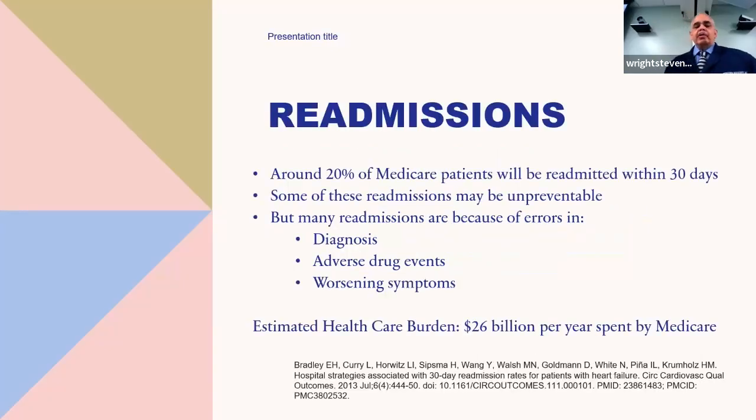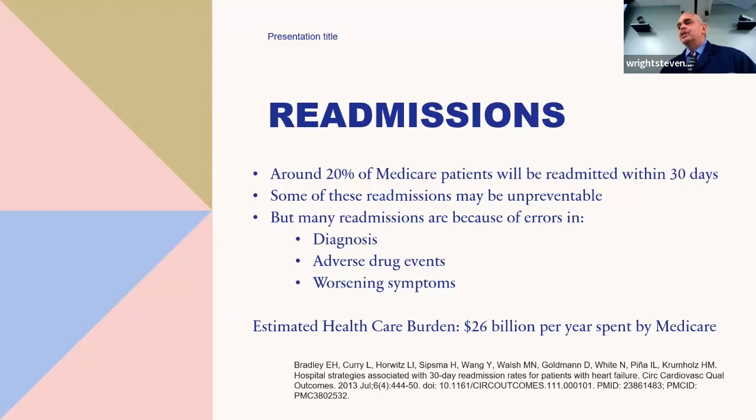Just in general, our readmission rates from the Medicare data showed that about 20% of Medicare patients had a 30-day readmission rate. And if you go to the bottom of the slide, you can see that estimated cost was about $26 billion a year. We've listed some of the things that are potential problems or potential errors in that transfer of care, namely diagnosis, adverse drug events, worsening symptoms. And some of these things are preventable, but some of them are not.